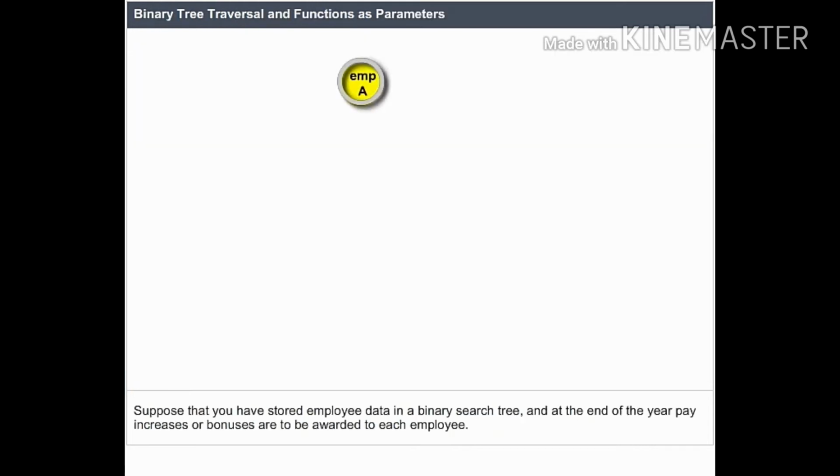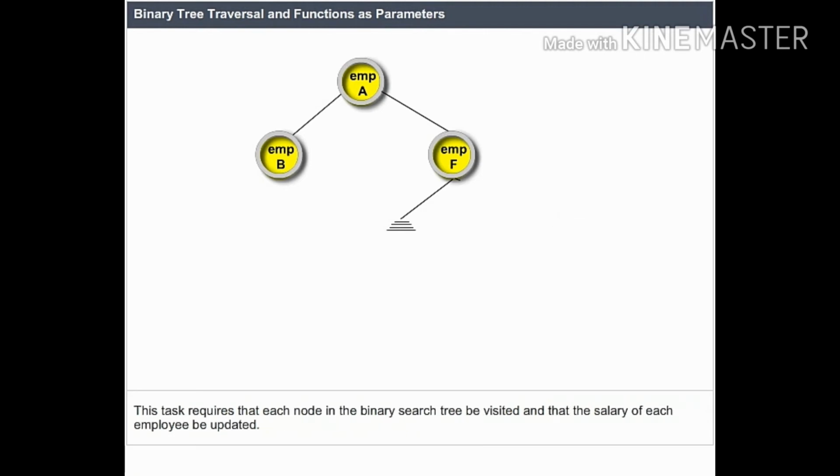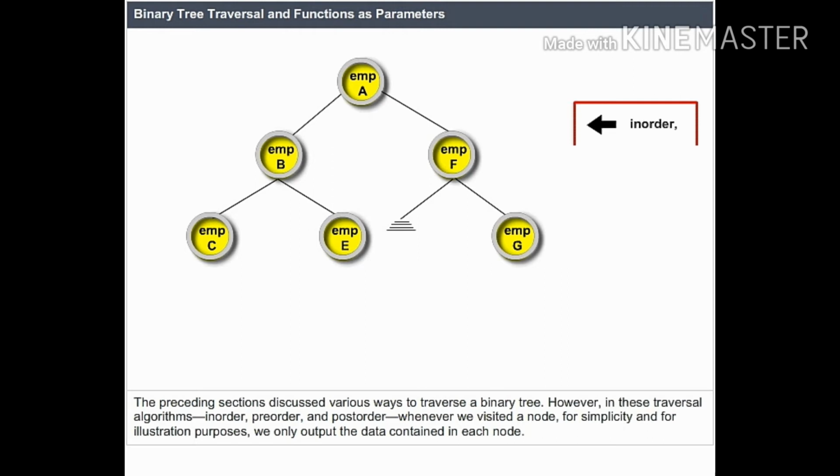Binary tree traversal and functions as parameters. Suppose you have stored employee data in a binary search tree, and at the end of the year, pay increases or bonuses are to be awarded to each employee. This task requires that each node in the binary search tree be visited and that the salary of each employee be updated. The preceding sections discussed various ways to traverse a binary tree.